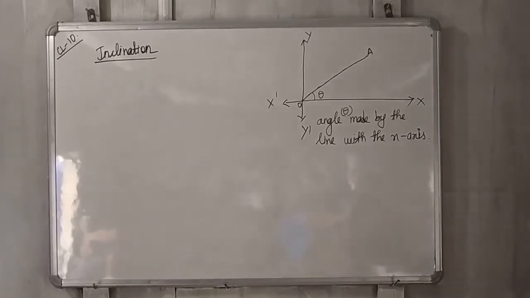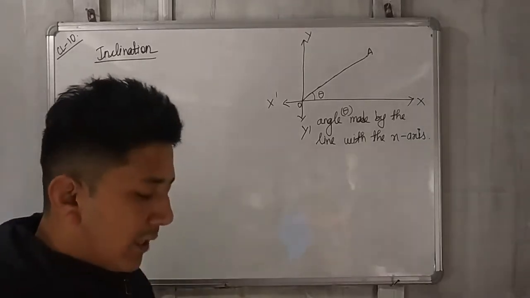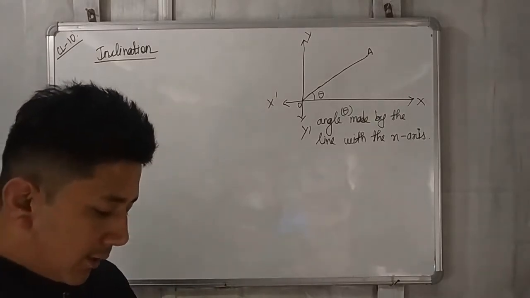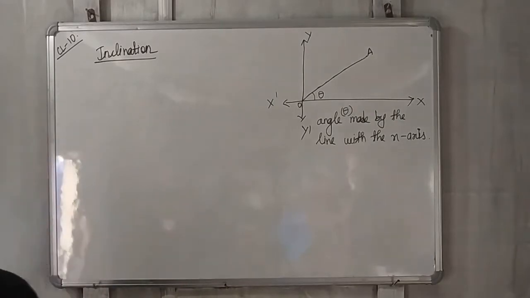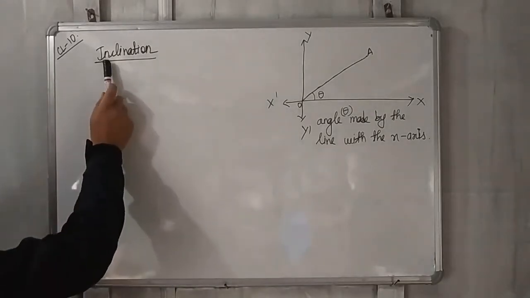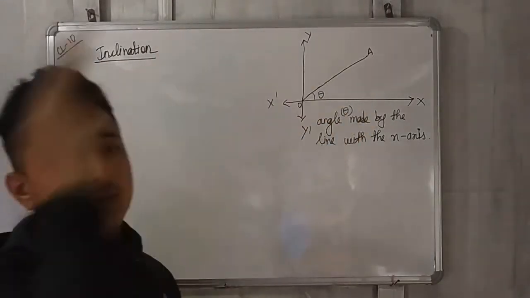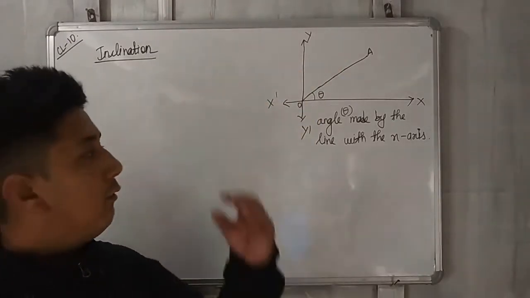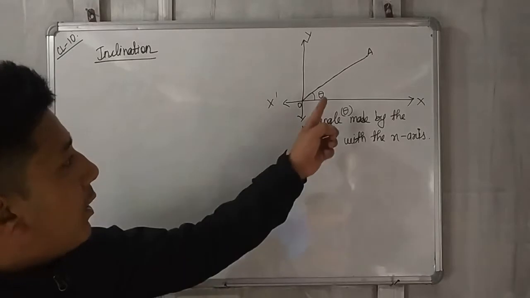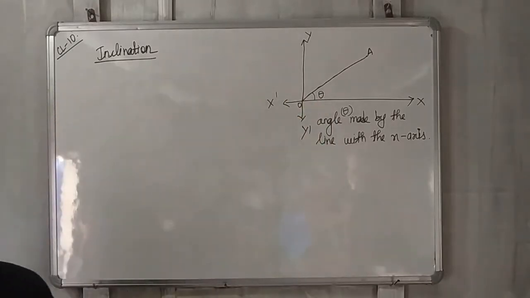So today we'll be starting the new exercise, that is exercise 14b. In exercise 14b we need to learn about inclination. Inclination means inclined. So if a straight line is in an inclined position, then there will be some angle, and that angle out here will be our theta.